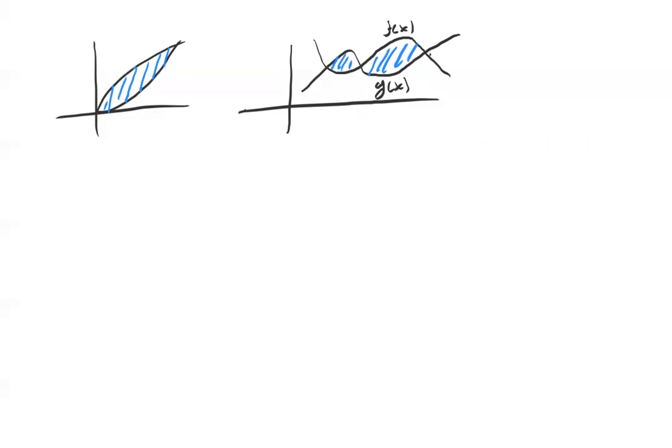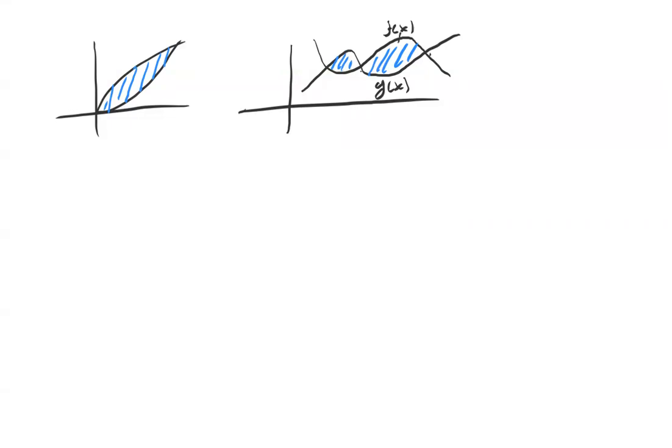Well, it's actually not too difficult. What you'll do is integrate over the first region, the first area, g of x minus f of x. And then when you get to this area here, you'll switch. You'll do f of x minus g of x for that area.